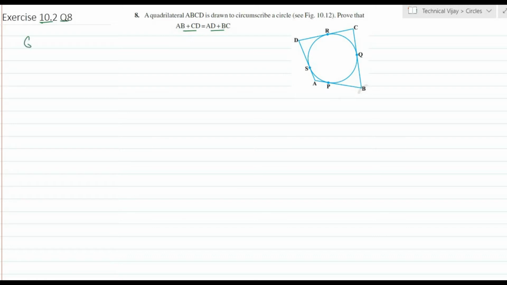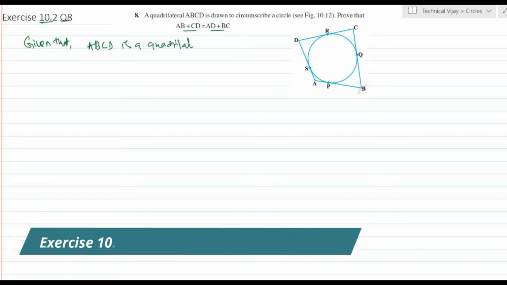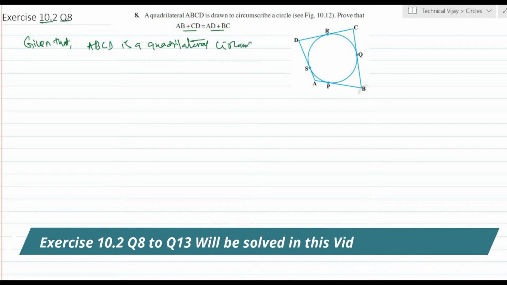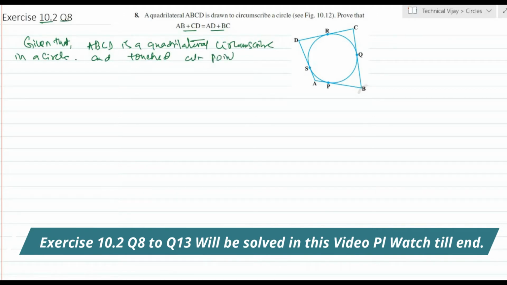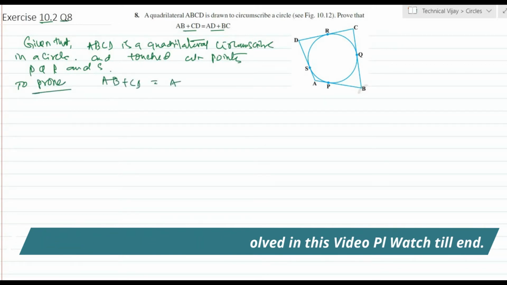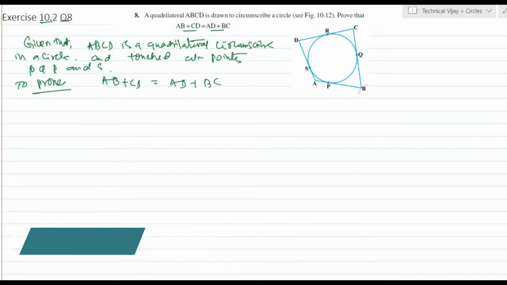So here, given that ABCD is a quadrilateral circumscribed about a circle and touches it at points P, Q, R and S. So this is the given data. What we have to prove is that AB plus CD is equal to AD plus BC.